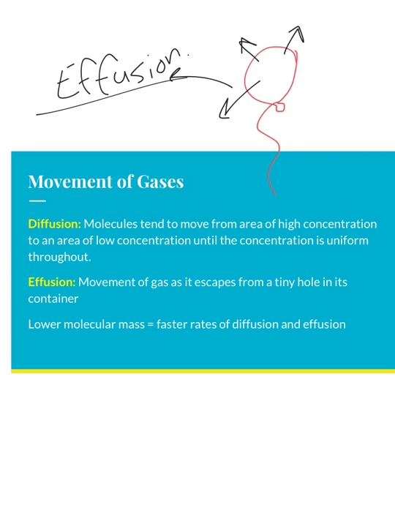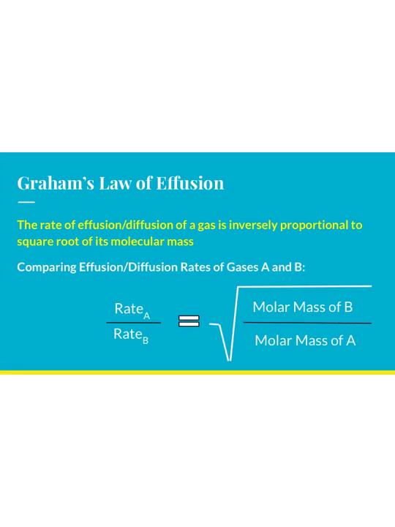When we're examining this movement, what we notice is that gases that have a lower molecular mass, so their particles have lower mass, they're smaller, this is directly correlated to the rate at which they diffuse or effuse. So they're going to move faster. They have faster rates of diffusion and effusion if they have lower mass. So the lower the mass, the faster the rate.